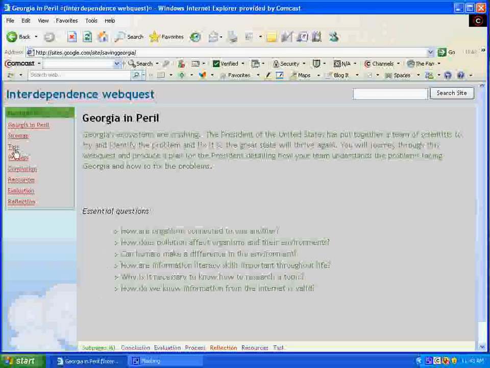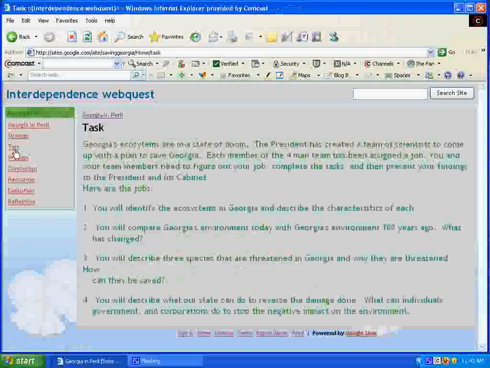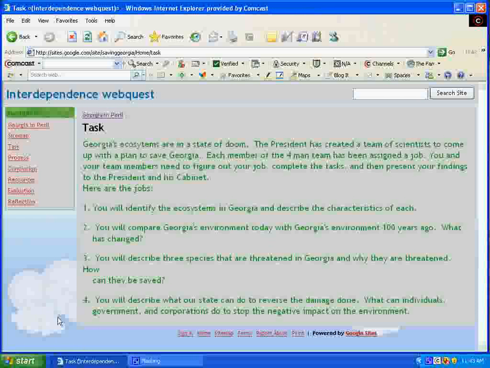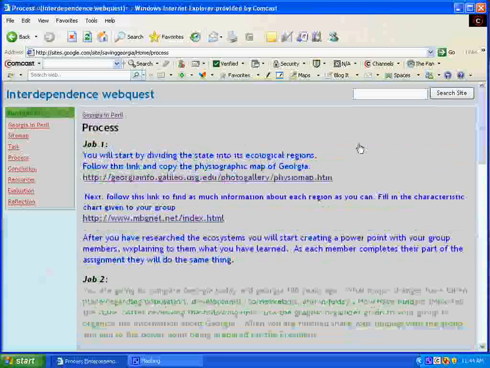If you look to this sidebar over here, we have the tasks. Click onto that. These are the 4 jobs that are going to be completed by the team of scientists. Each team will have 1 task, and you will research that question and at the end present the findings to the president and his cabinet, which will be the classroom first with the students. So you'll be teaching each task to the other scientists in the room. The process: I've detailed what each team is going to do.